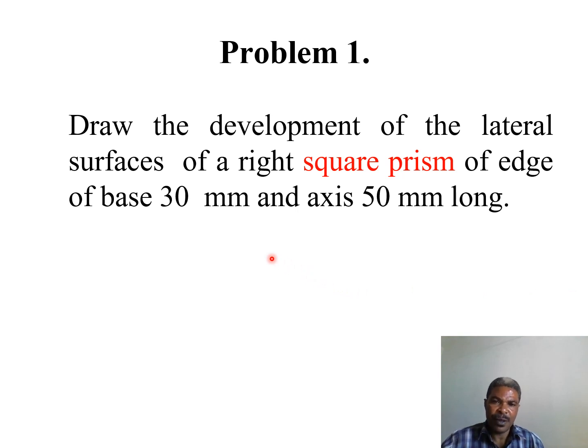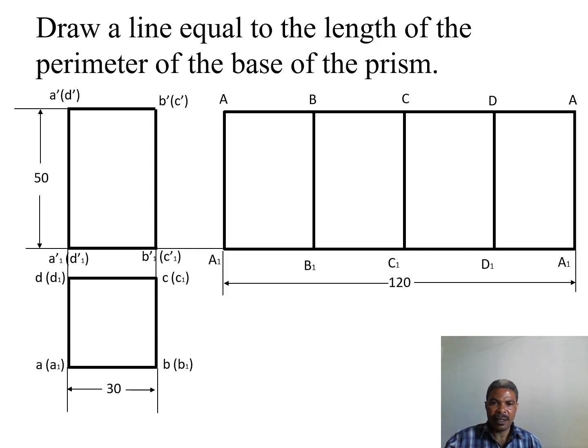So let's see problem number 1, the square prism. You are told to draw the development of the lateral surfaces of a right square prism with a base edge of 30 millimeters and an axis of 50 millimeters long. How to go? Let's see.